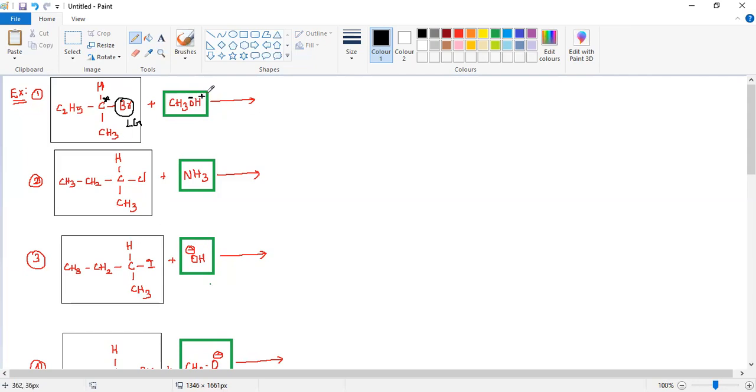Not completely taking that OH minus, just releasing that H plus, the remaining compound can act as a base. What type of base? A poor base, like a Lewis base, because a negatively charged ion is there. So we call it a poor nucleophile. Whenever a poor nucleophile attacks the substrate, it must follow SN1.